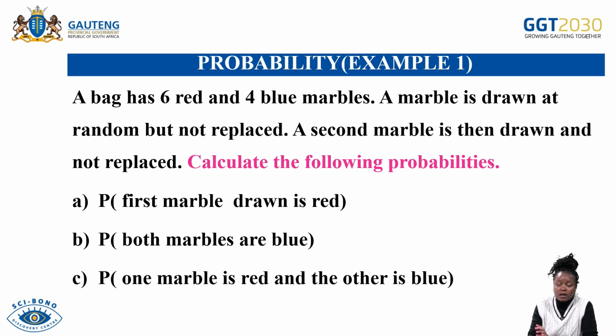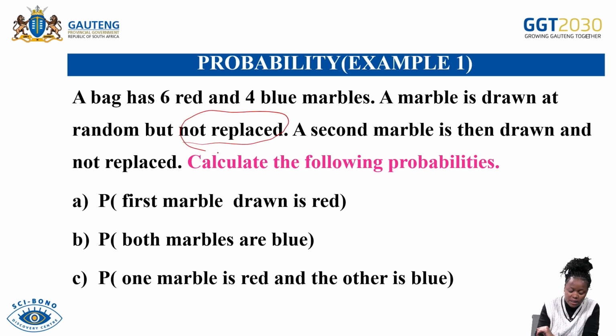Example number 1, I'll give you 2 minutes to do it, but before that, let's go through it. It says a bag has 6 red and 4 blue marbles. A marble is thrown at random, but it is not replaced. This term is very important. So you've got a bag with 6 red marbles and 4 blue marbles.